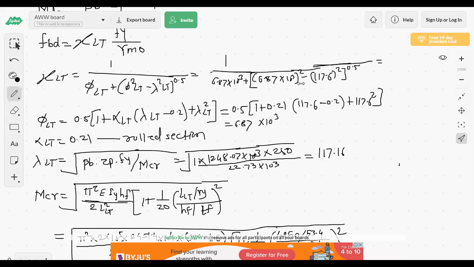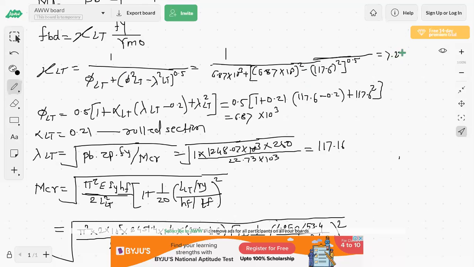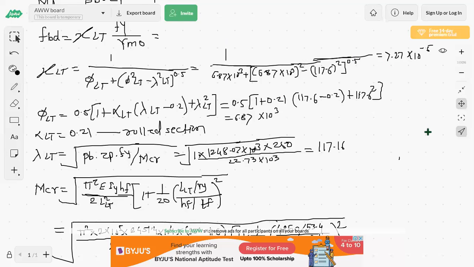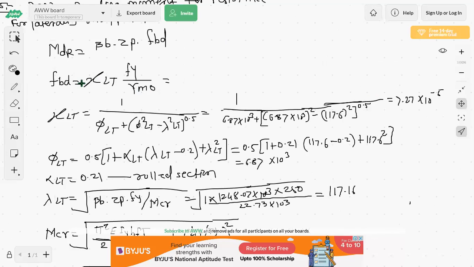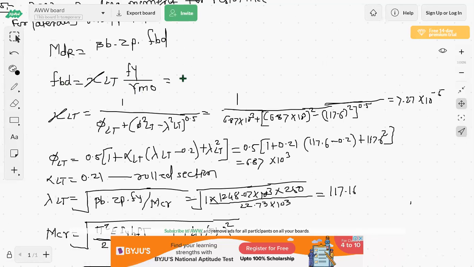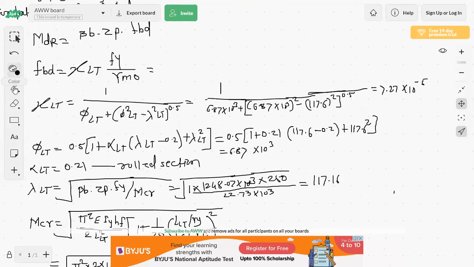Others, please. Swapnil has given the answer 7.27 into 10 raised to minus 5. So now we have to put zeta LT here in the FBD formula. The value of zeta LT is 7.27 into 10 raised to minus 5, into Fy which is 250, divided by gamma m naught which is 1.1. And now calculate FBD here.